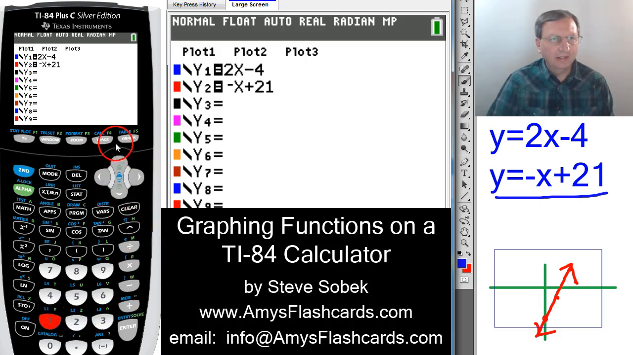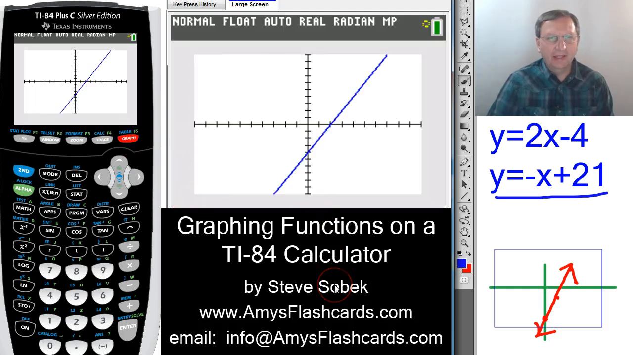And let's hit the graph button. Graph button is right up here. And there's our first function, same as before. And the second function we don't see. All right. Does that mean that this function was too difficult for the calculator to handle? No, it just means that the graph of that function is outside of the current viewing window. We have a bad viewing window for this particular system.